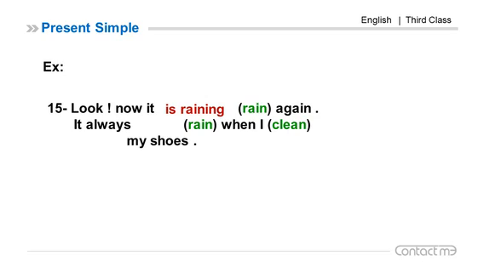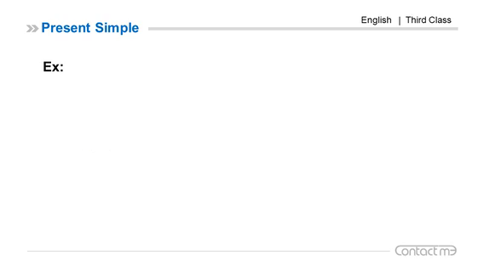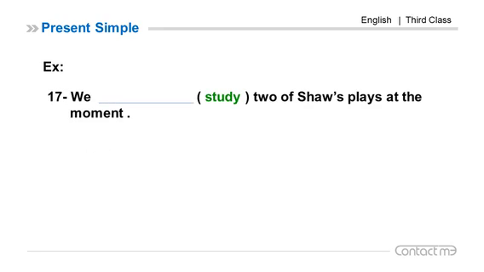Look, now it is raining again. It always rains when I clean my shoes. When joins the two sentences in present simple: rains and clean. It usually rains in autumn. Usually, present simple, rains. Listen.